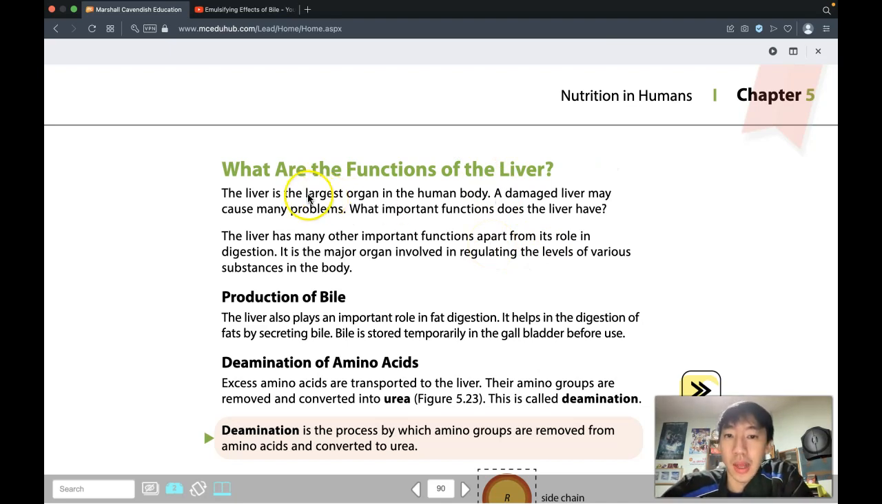The liver is the largest organ in the human body. A damaged liver may cause many problems. What important functions does the liver have? The liver has many other important functions apart from its role in digestion. It is the main organ involved in regulating the level of various substances in the body.